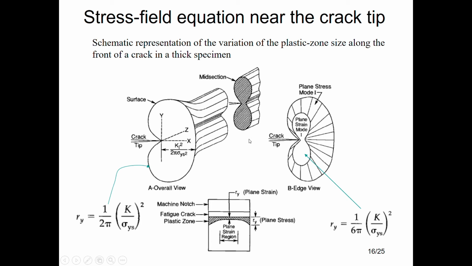Okay, because in this structure we have several types of thickness. So I have a thickness along this direction. So the plane strain mode is the lower one, while the bigger one here in this case will be the plane stress mode 1.